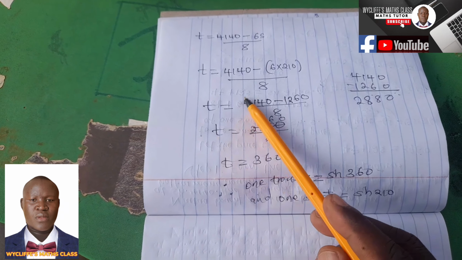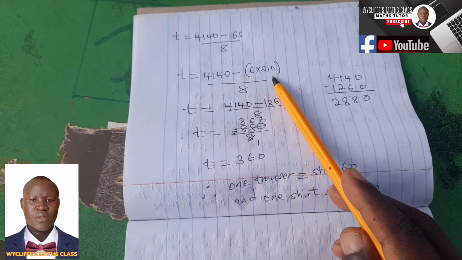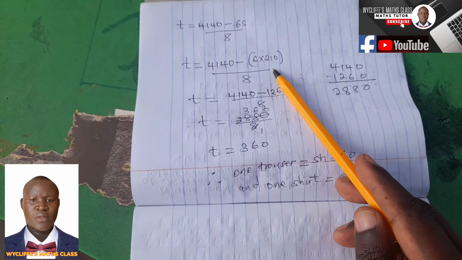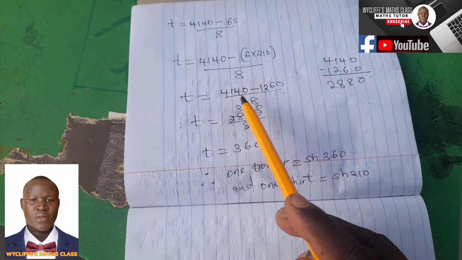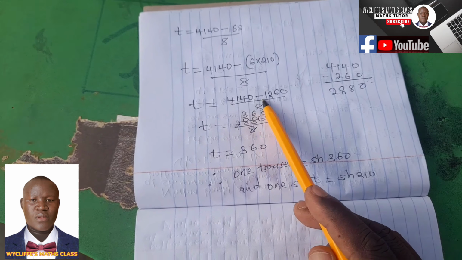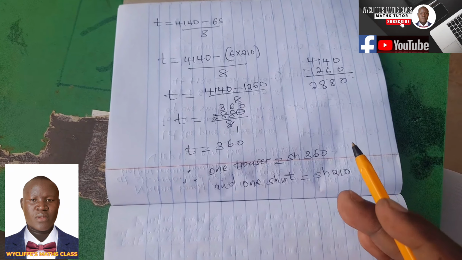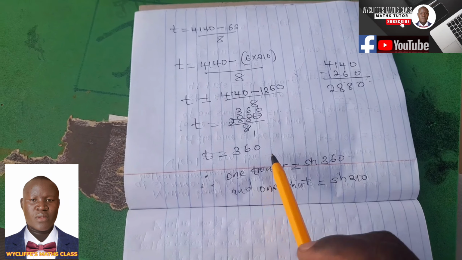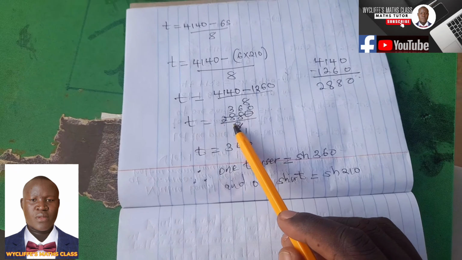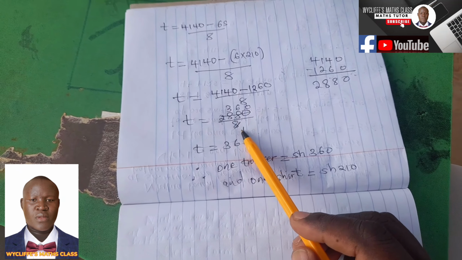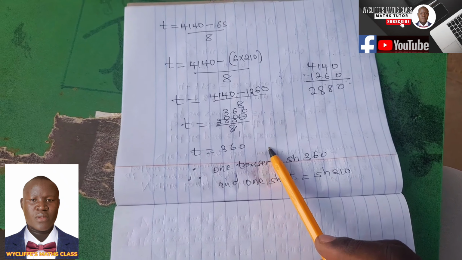So this means t is equals to 4,140 minus 6 times 210. You get it? Okay. Then over 8. And this translates to 4140 minus 1260 over 8. Up to that point, I hope you are together. Now, we come here and substitute the value now. After taking away, we are going to have 2,880 divided by 8. And the value of t is going to be 360.